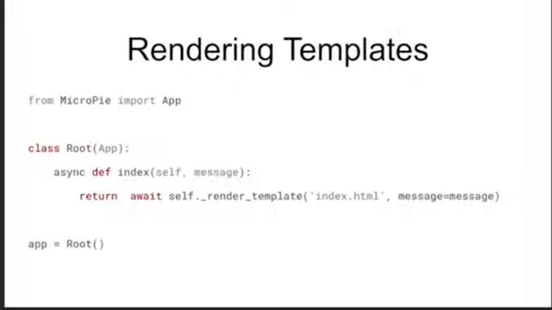So you can return the render template method, which is built into MicroPie's app class. Say we have an index.html file saved in our templates directory. We can make it display the message there. Really easy, makes it really easy to use Jinja 2. No setup, no boilerplate, still 5 lines of code, and you have working templates. Async working templates, I should add, which is really cool.